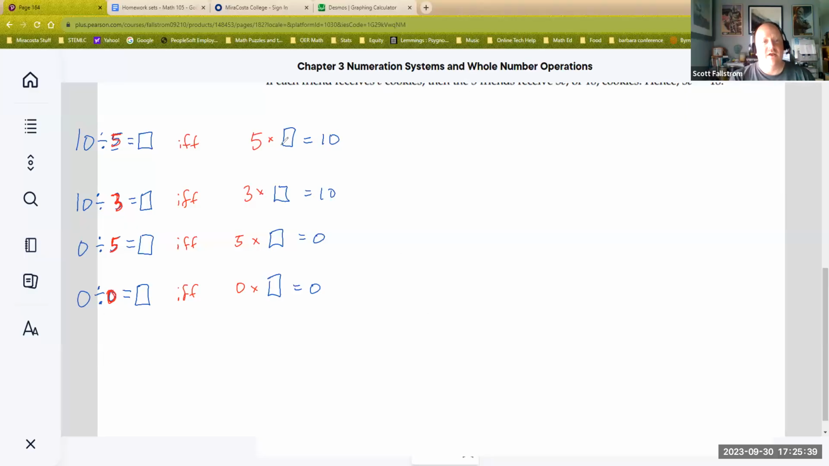Okay, so now let's talk about it. Can you think of a unique whole number that you would put into this box that would make 5 times that box equal to 10? Pause. 2. Got it. 5 times 2 equals 10. Is there any other number you could put in that box? Remember, it has to be unique. No. So it is unique. So the answer is 2, and it is unique.